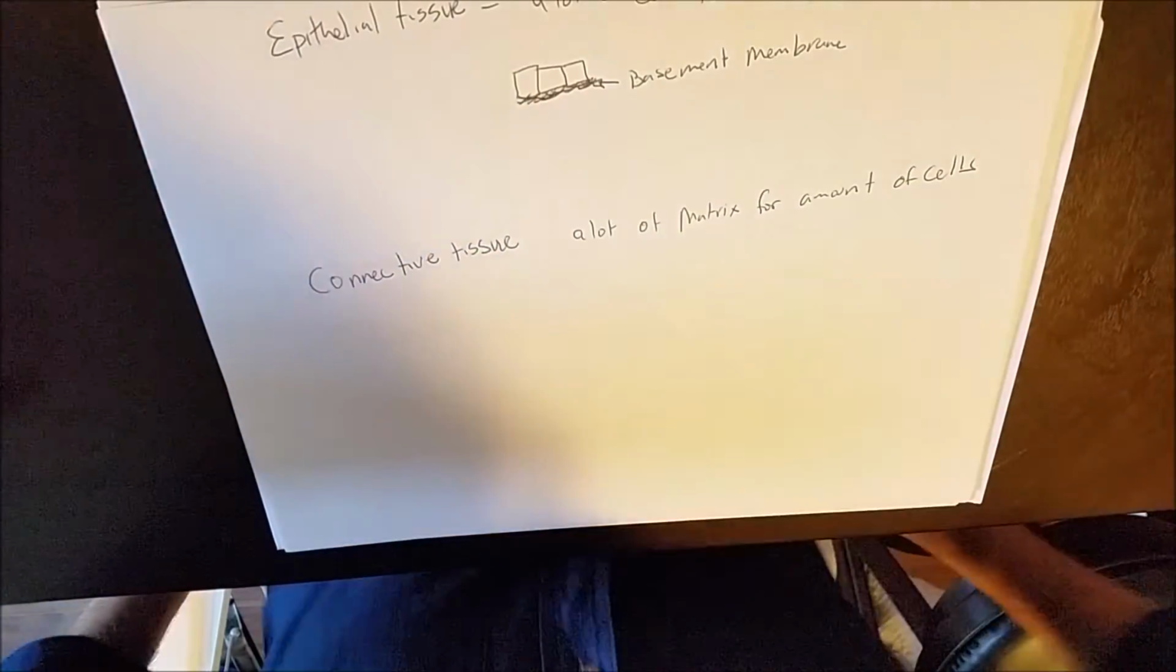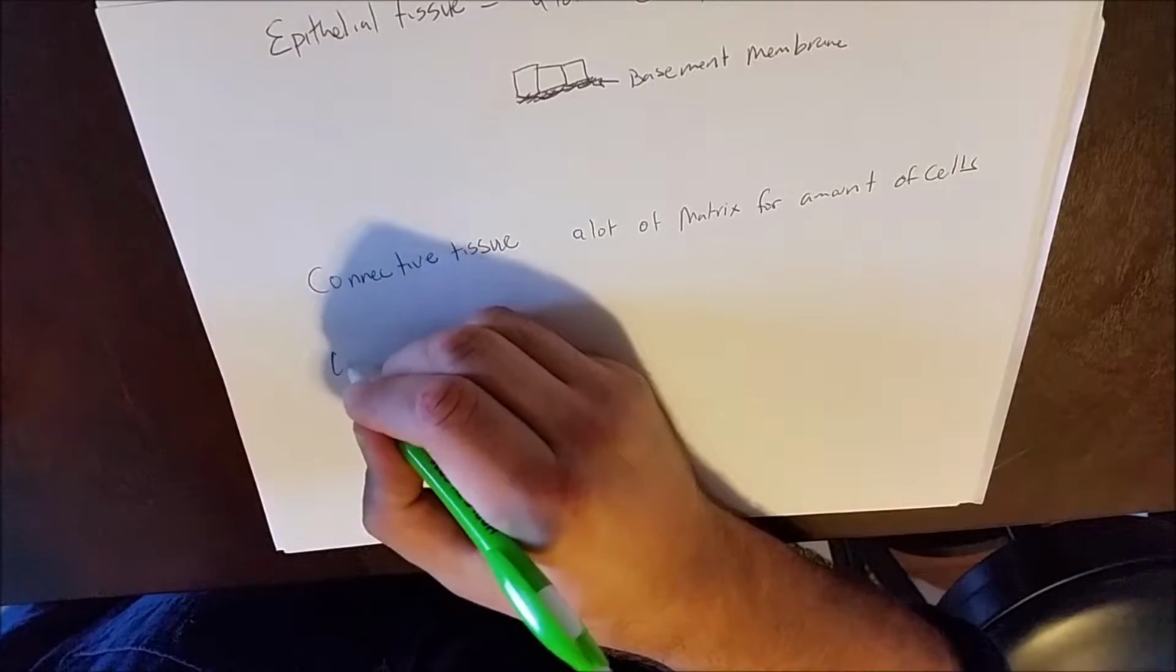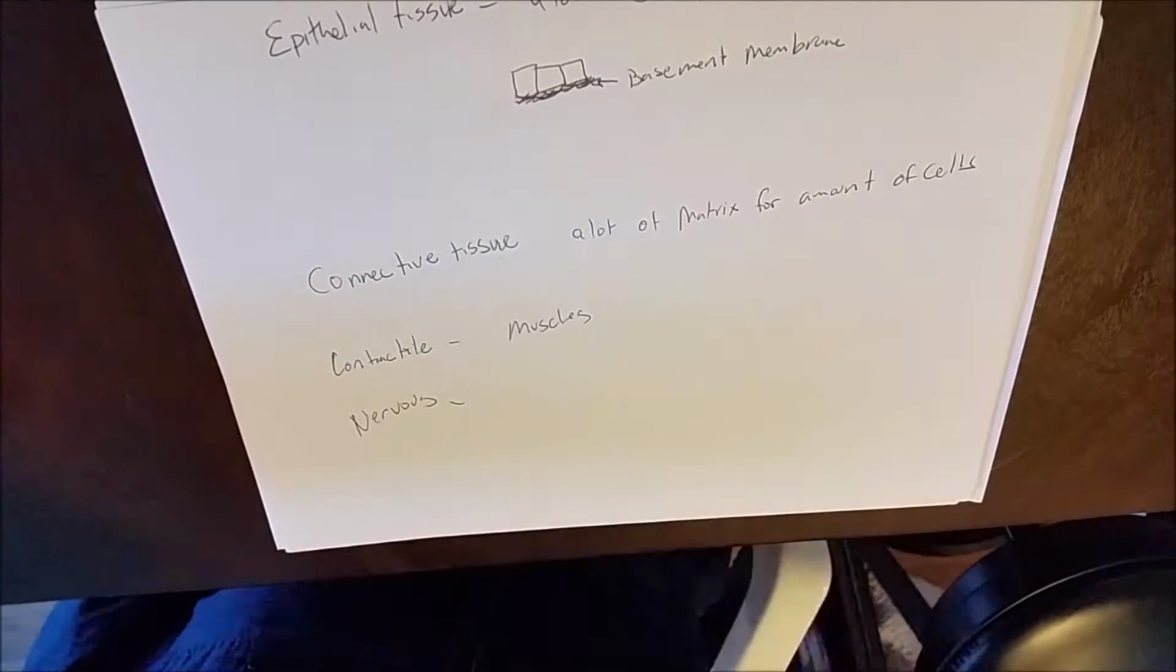What I mean is you are going to end up seeing that there's a lot of matrix there, stuff that's not cellular, and there are going to be cells, but a lot of times in connective tissue, there's more other stuff, protein. In some exceptions, you actually have cells that are migratory. The other two that I'm going to mention here are contractile, which are 3 types of muscles, and nervous, which is what you would find in the brain and spinal cord.